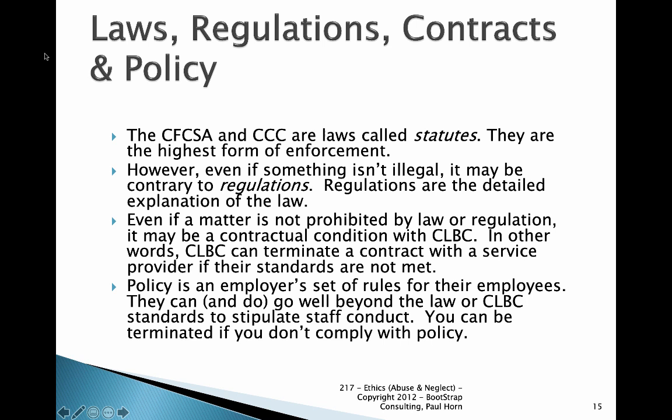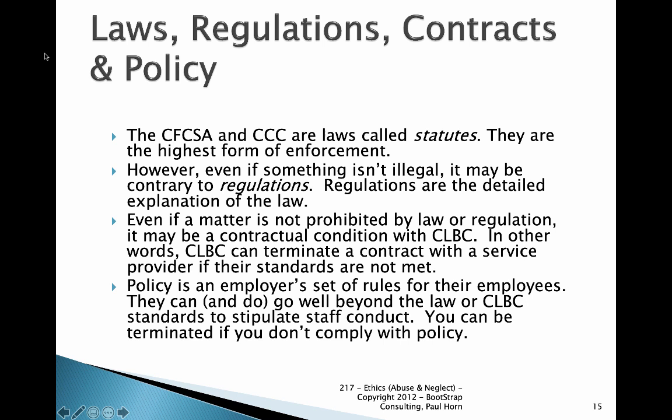However, even if something isn't illegal, it might be contrary to the regulations. So regulations are the detailed explanation of the law. I'll give you an example. Every time you go to a restaurant, the restaurant is required to comply with some regulations that are stipulated by the health department. There's a law, and you're familiar with it already, called the Community Care and Assisted Living Act, and there's also a law that stipulates the same kinds of standards around the cleanliness and safety of any place that serves food, like a restaurant.